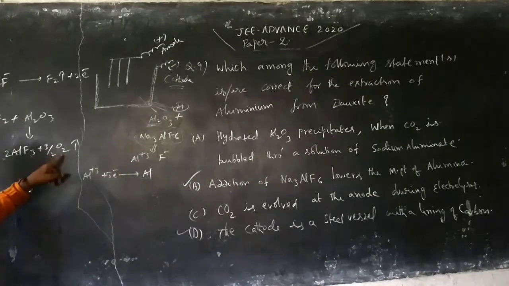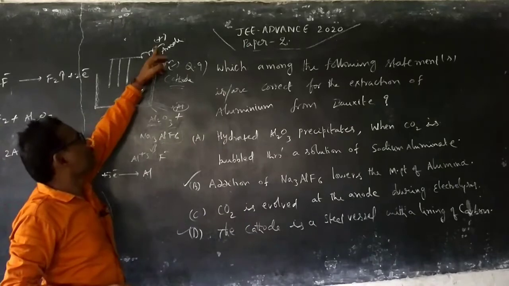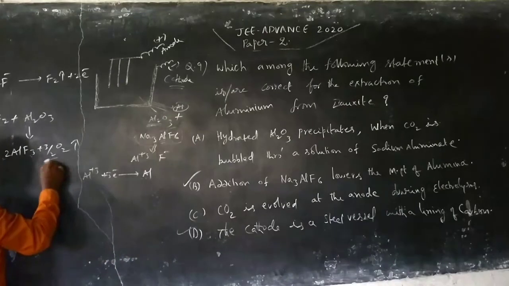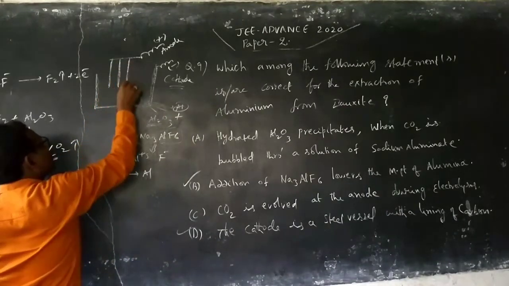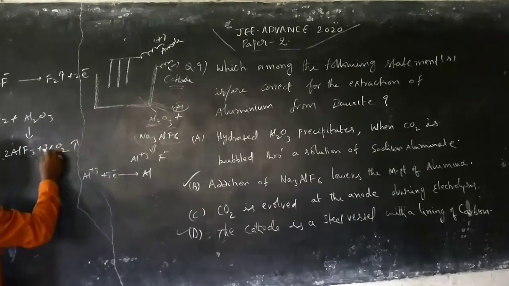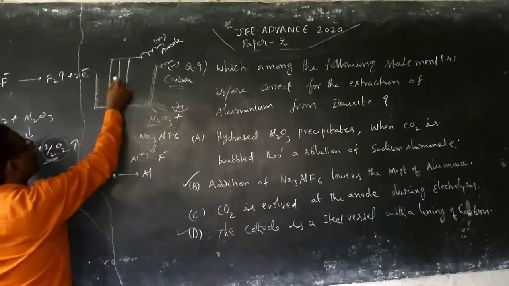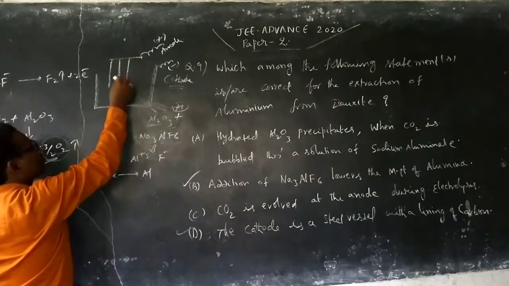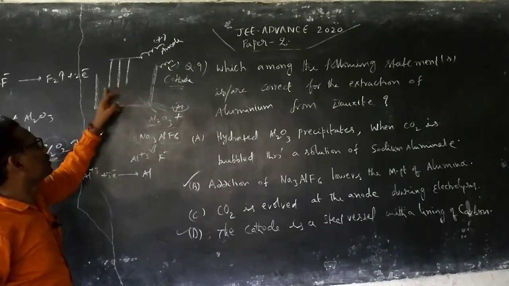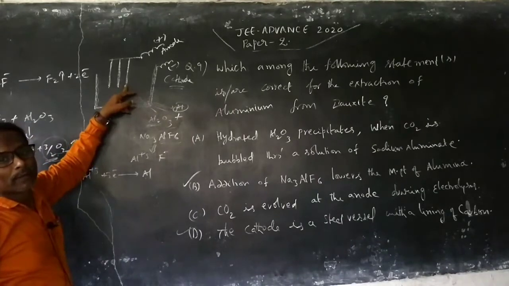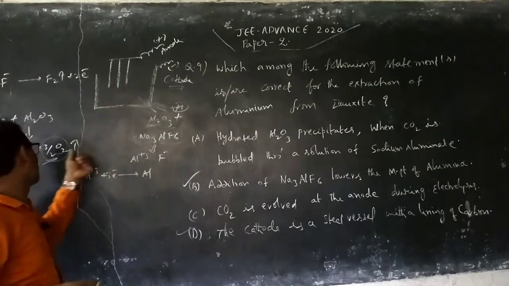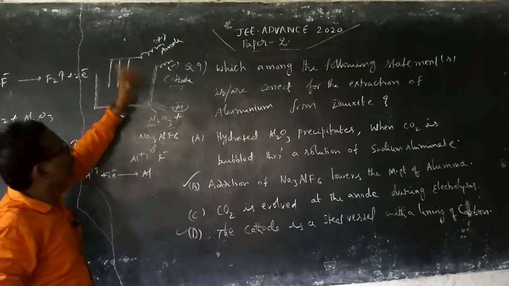And this evolved oxygen gas is at which portion? At the positive plate of the electrolytic cell, that is at the anode, which is made up of carbon. Because of evolution of this oxygen, these carbon rods will decompose, that means they will be converted into CO2. So there is evolution of CO2, and there is a requirement to replace these graphite rods from time to time, because they will be gradually degraded by oxidation due to evolution of oxygen gas at the anode.